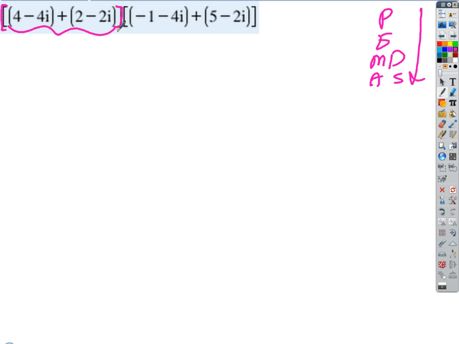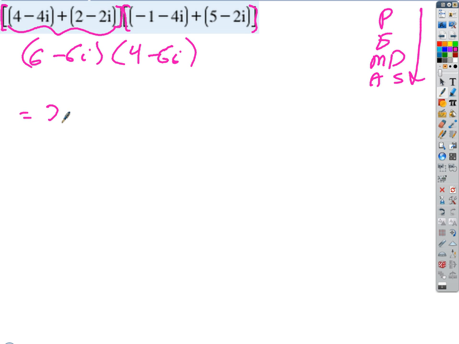So that's going to give me what? 4 plus 2 is 6, negative 4i plus negative 2i is negative 6i. And then inside here I've got another set of brackets. Negative 1 plus 5 would just be what? 4 minus 4i minus 2i minus 6i. Right? And then we're just going to FOIL it out, combine like terms. So if we FOIL this out, what are we going to get?